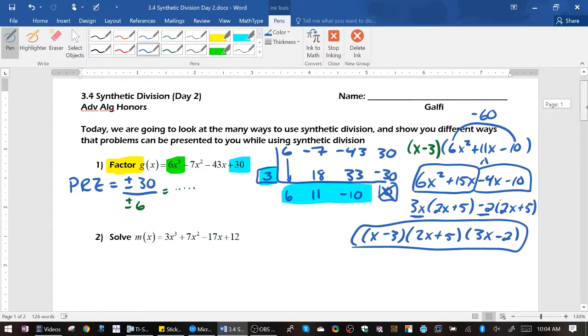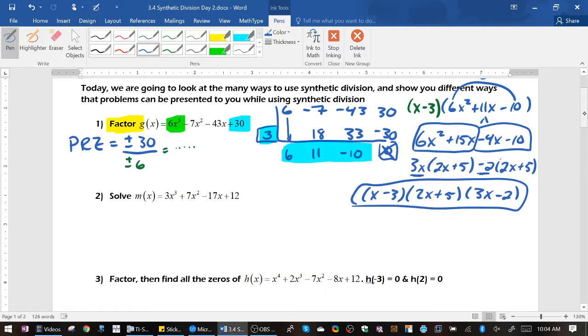All right. So let's use these techniques to make these processes go a little bit faster. Okay. Number 2. It doesn't say to factor, it says to solve. Well, we want to solve by factoring it first. I'll just tell you right now, grouping is not going to work. So I'm going to go straight to synthetic division.